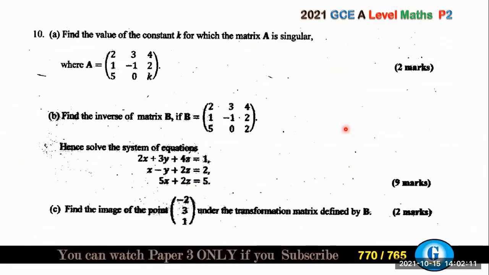With question 10, there are multiple approaches to answer this question. We have just looked at one. Find the value of the constant k for which the matrix A is singular. So a matrix is singular if the determinant is equal to 0, right? B, find the inverse of this matrix B. Hence, solve the system of equations. Find the image of the point minus 2, 3, 1 under the transformation matrix defined.